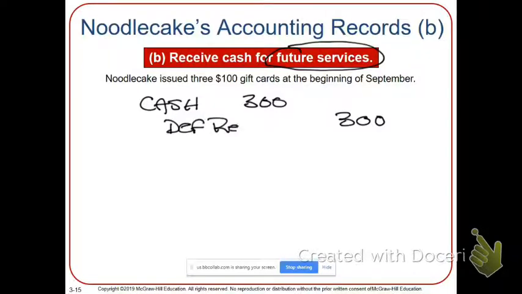Deferred revenue. The reason it's deferred revenue is because even though we issued those gift cards, they have not collected on the service yet. So we haven't earned anything. We collected money, but we haven't earned anything. They haven't collected whatever it is they're going to do when they turn in those gift cards.